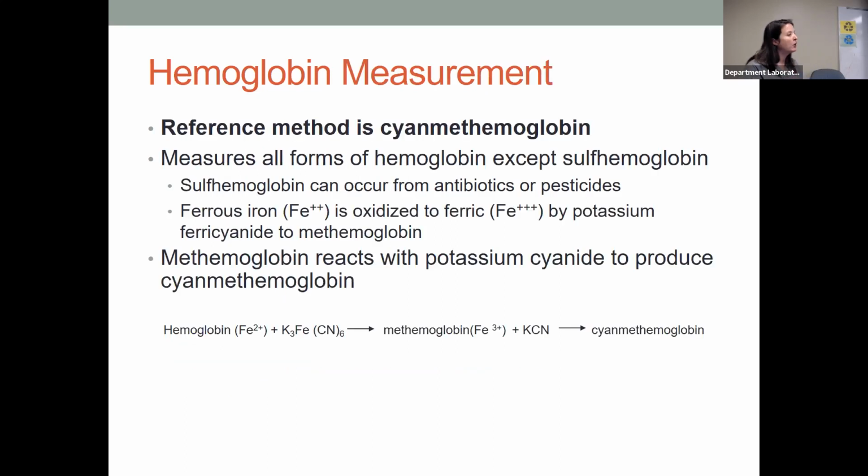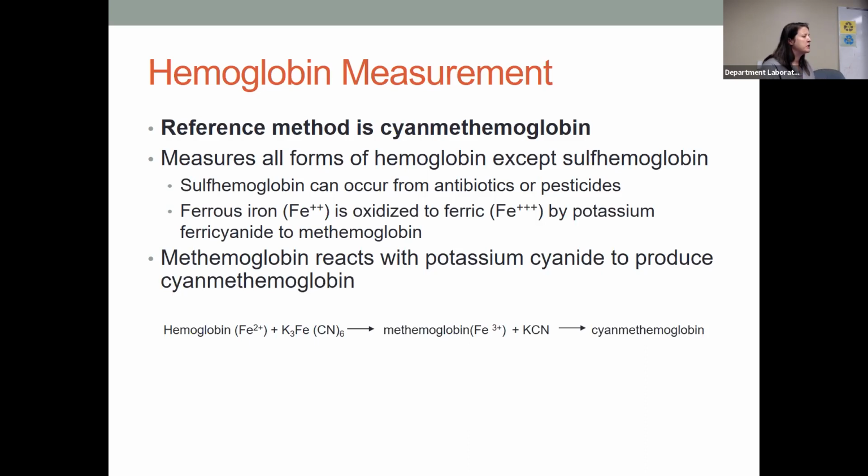All right, so how do we determine our hemoglobin? Whether you do it manual or automated, the method is the same, and it's termed the cyanmethemoglobin method. It will measure all forms of hemoglobin except sulfhemoglobin. Sulfhemoglobin is when a sulfur molecule is incorporated into the hemoglobin molecule, making that hemoglobin incapable of binding to oxygen.